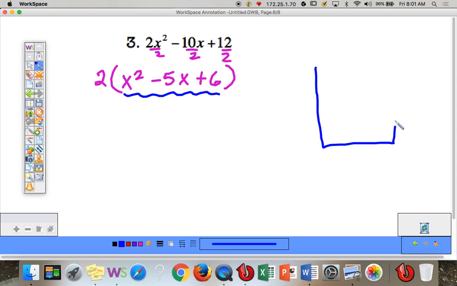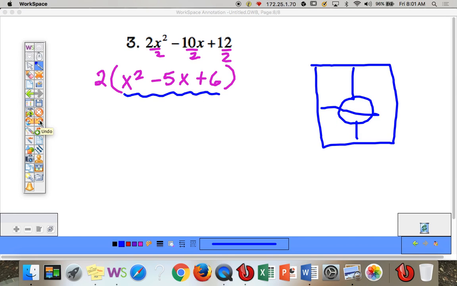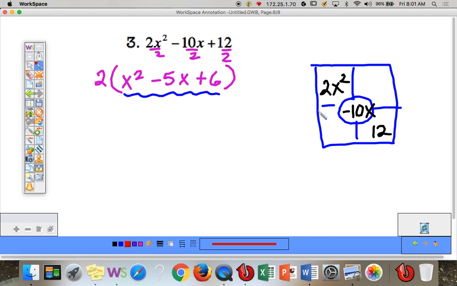All right, so here's my box and circle. Start in the upper left-hand corner, 2x squared. We have our negative 10x. We have our 12. We have to multiply the first box and the last box. What multiplies to 24? Oh, and I put the wrong thing in the box and circle, didn't I? We can do it this way, but since we factored, I should put the factored form in here. So I should have put x squared, negative 5x, and 6.